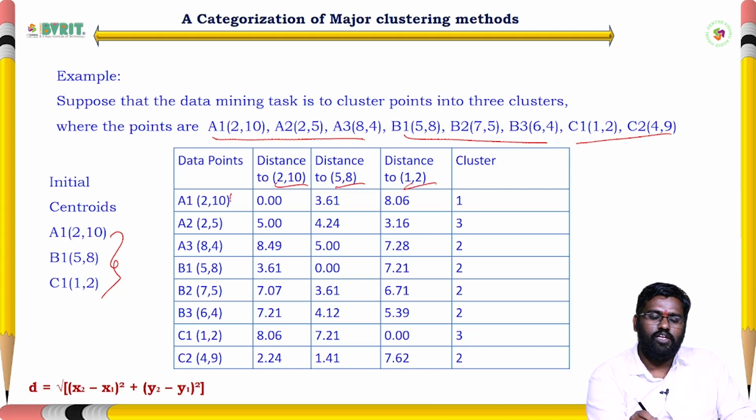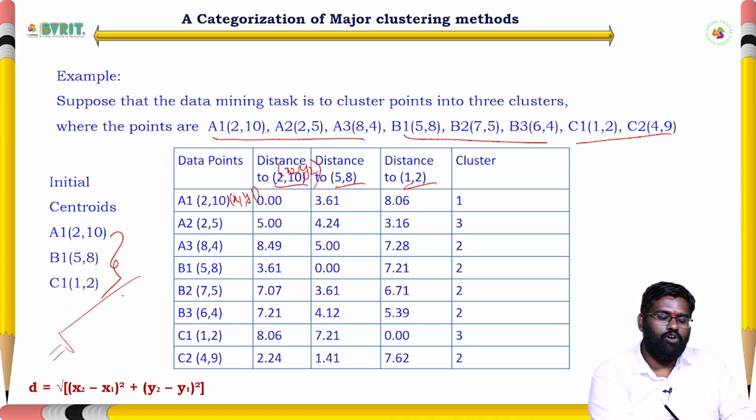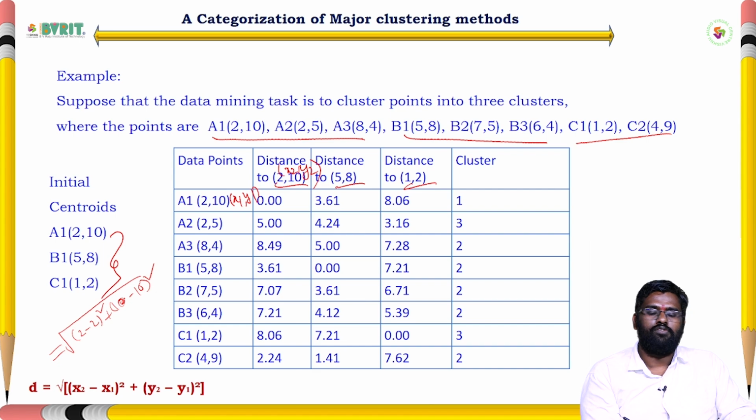Now this is our x1, y1, and these are x2, y2. So the square root of (2 minus 2) whole square plus (10 minus 10) whole square is equal to 0. Like this, we get these values. All of these are x1, y1s, and here this is x2, y2, and this is also x2, y2, and these all are x1, y1s.